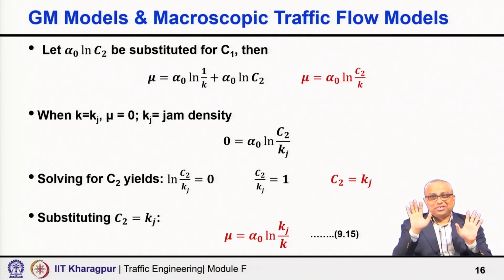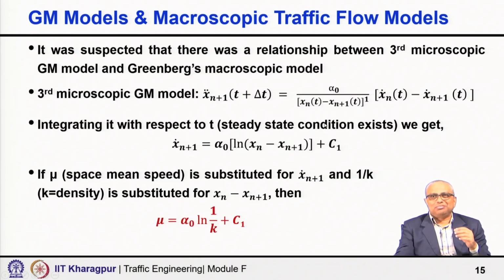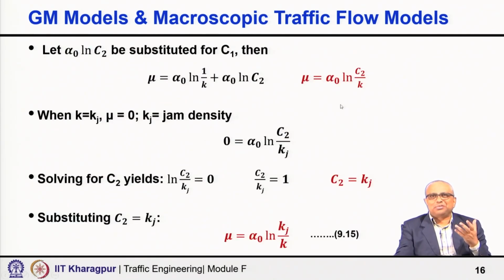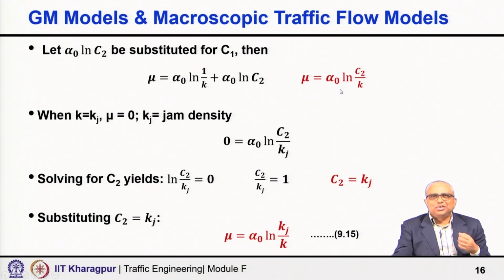Of course, we still do not know what C 2 is, and how we can know that alpha 0 is really mu 0, because our form is mu 0. But overall these look very similar. Mu equal to alpha 0 into ln C 2 by k. Now, our next step was to understand what C 2 is, because here it is actually kj by k. Is C 2 equal to kj?